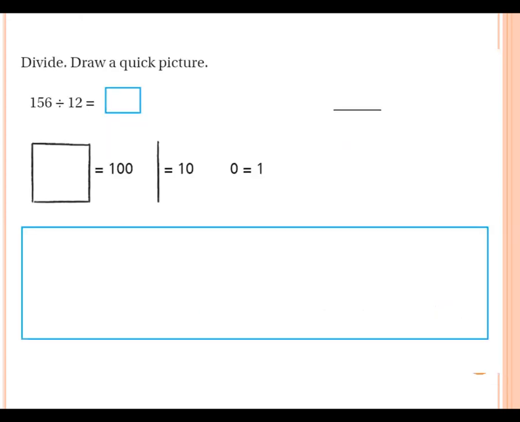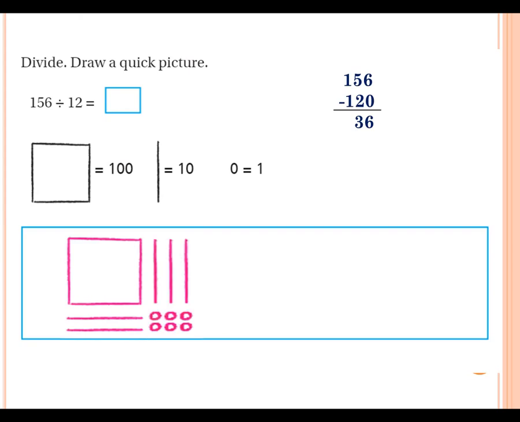Next one is drawing a quick picture. You can divide 156 divided by 12. The square represents 100, the long represents 10, and the small one represents 1. You can make a group of 10 using a square and 2 longs. From 156, you can subtract 120, you will get 36, which you can represent with 3 longs and 6 small cubes. So the answer will be 10 plus 3, 13, which is the quotient.